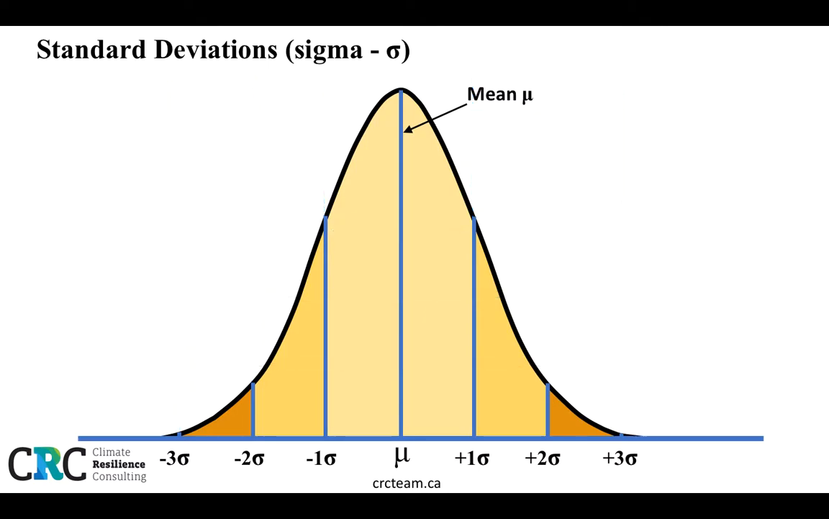Looking at this a little differently, we see that about 34% of the data should fall within one standard deviation on either side of the mean. About 13.6% of the data should fall between 1 and 2 standard deviations on either side of the mean, and about 2.1% of the data should fall between 2 and 3 standard deviations on either side of the mean. And only about 0.13% of the data should fall outside of this range on either end of the bell curve.